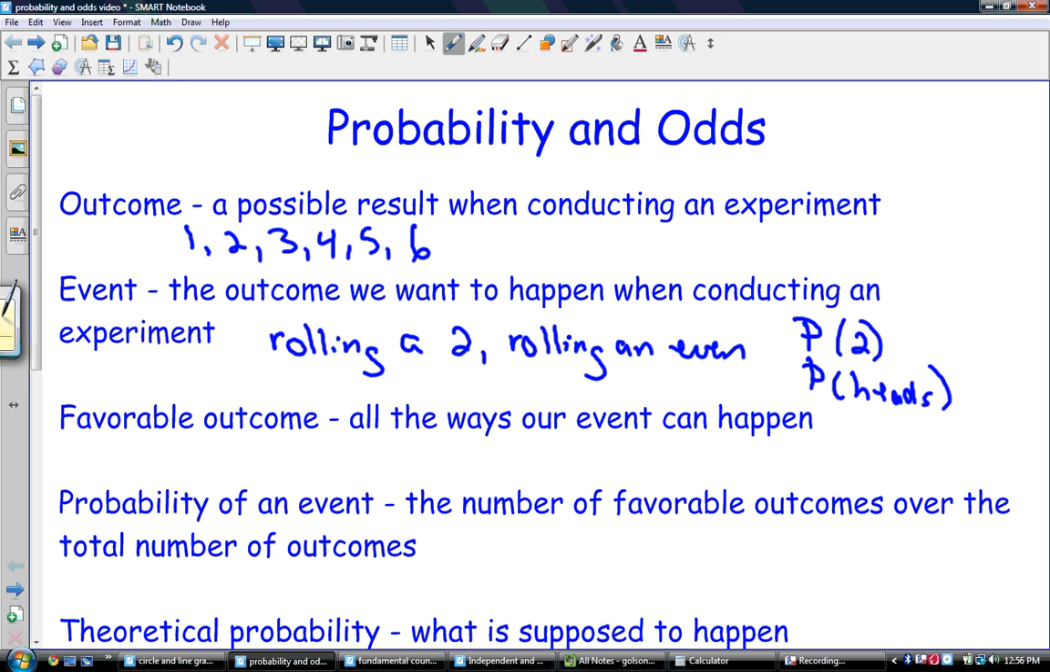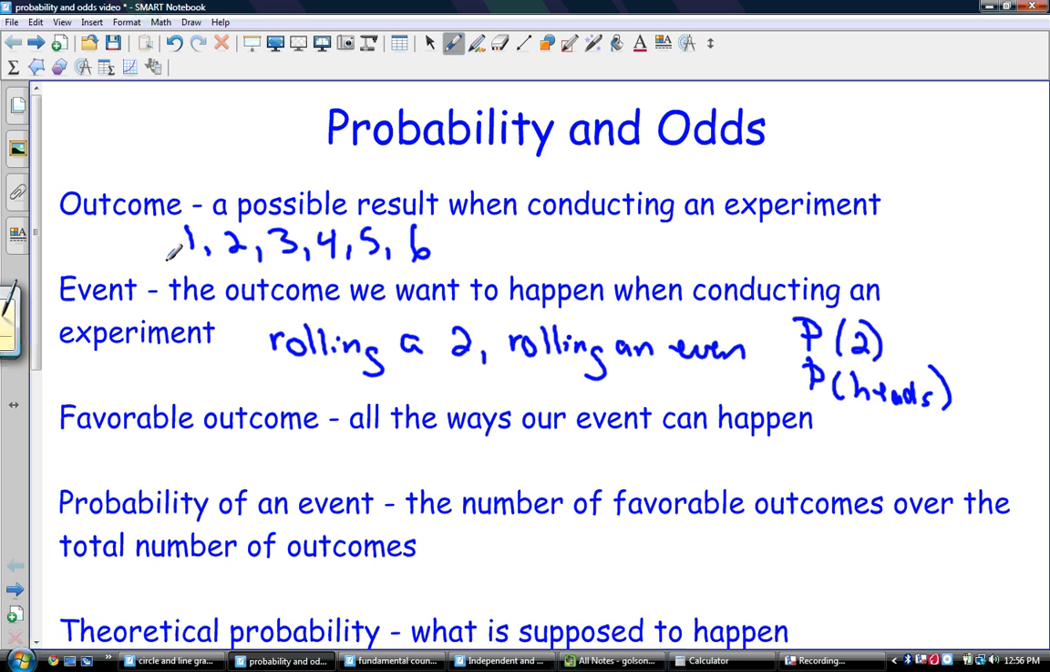The favorable outcomes are all the ways that what you want to happen can happen. So if I'm talking about rolling a die again, sticking with that, and I want to roll a 2, then I have one favorable outcome, which would be a 2. If I was looking at rolling an even, then I would actually have 3 favorable outcomes, because I could get a 2, a 4, or a 6, and they would all fit the event. And so in that case, I'd have 3 favorable outcomes.